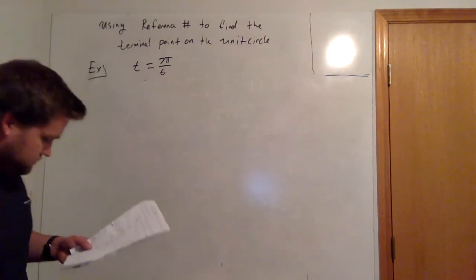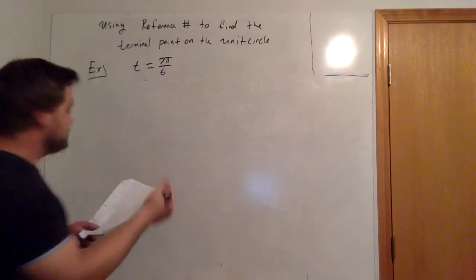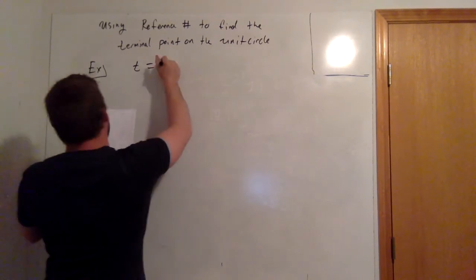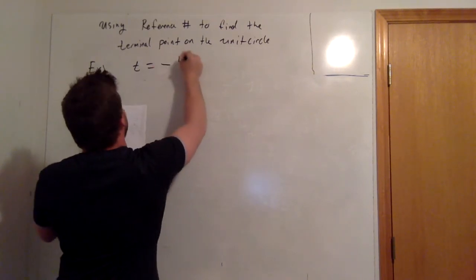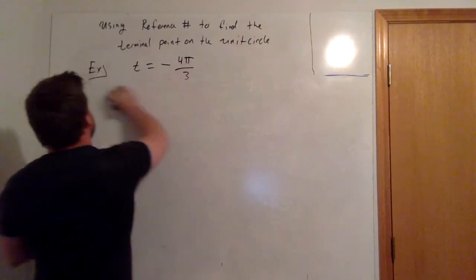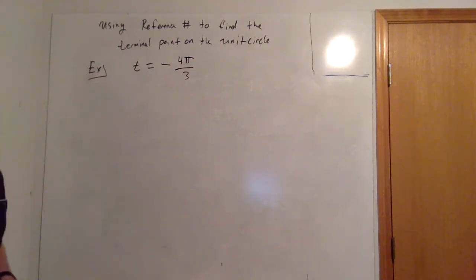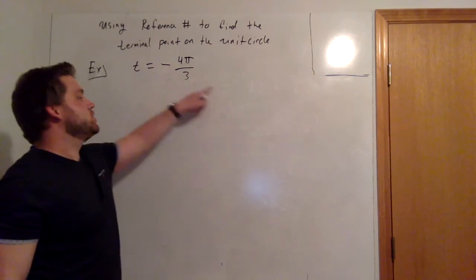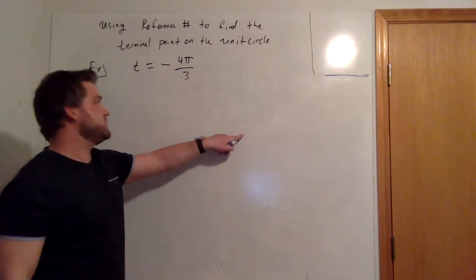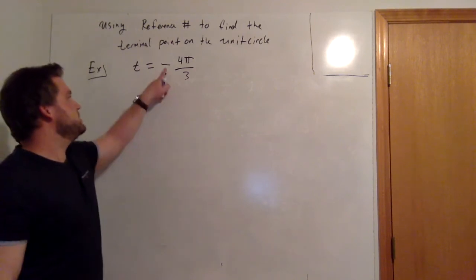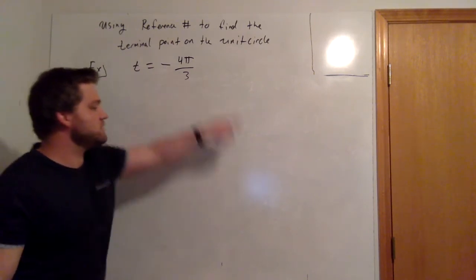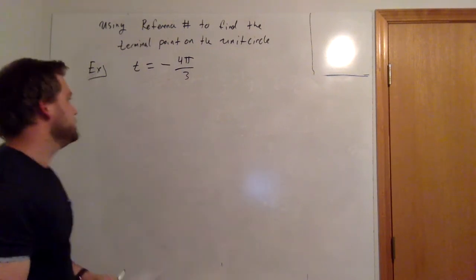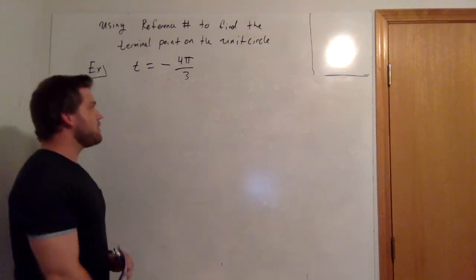Okay. So let's say t is negative 4 pi over 3. When I'm traveling a negative distance, what that means is I'm not traveling counterclockwise, I'm actually traveling clockwise around the circle. So if it's a negative distance, I'm traveling this way along the circle. If it's a positive t value, I'm traveling this way along the circle. So let's first try to figure out where we are on the unit circle.